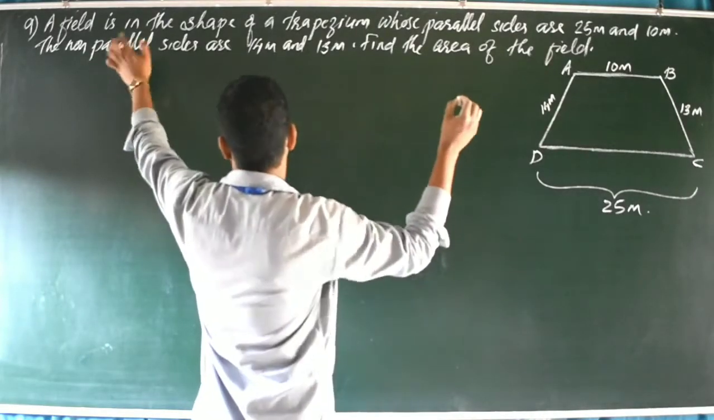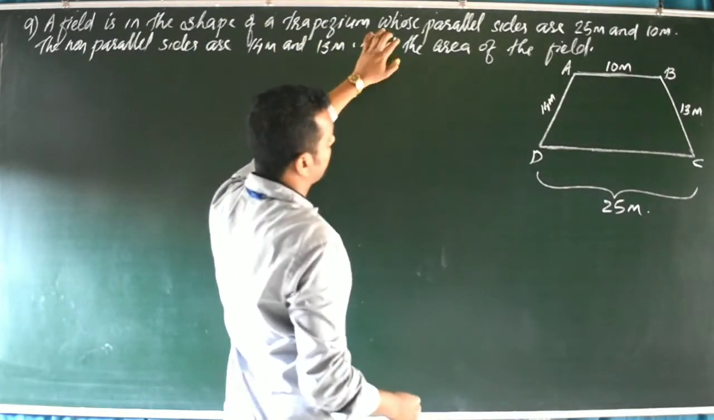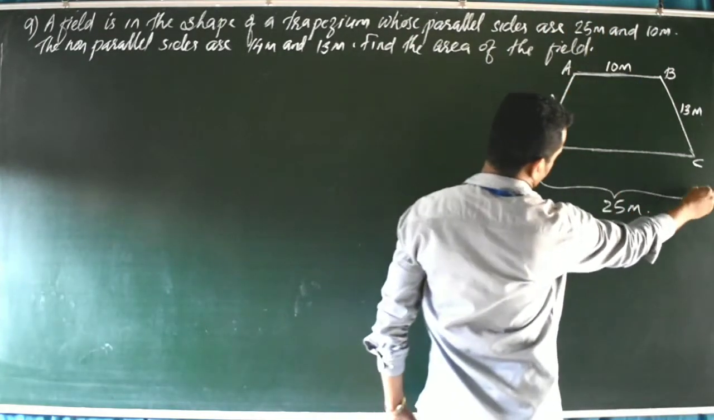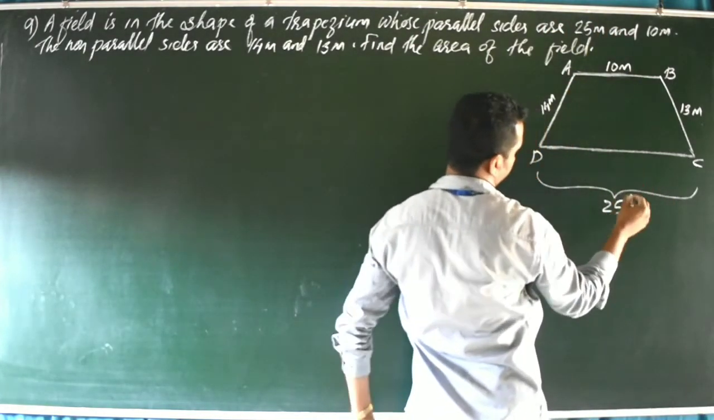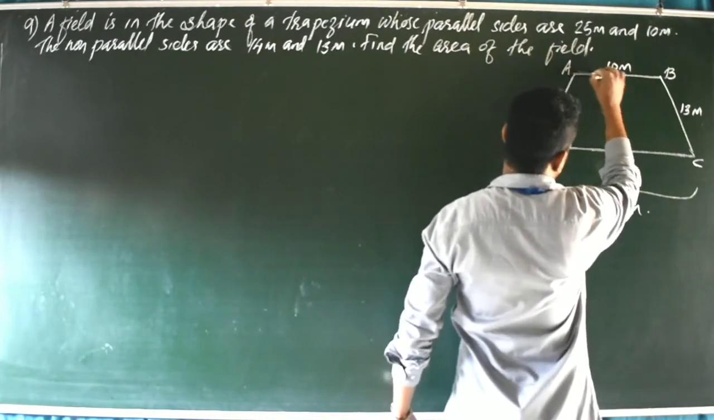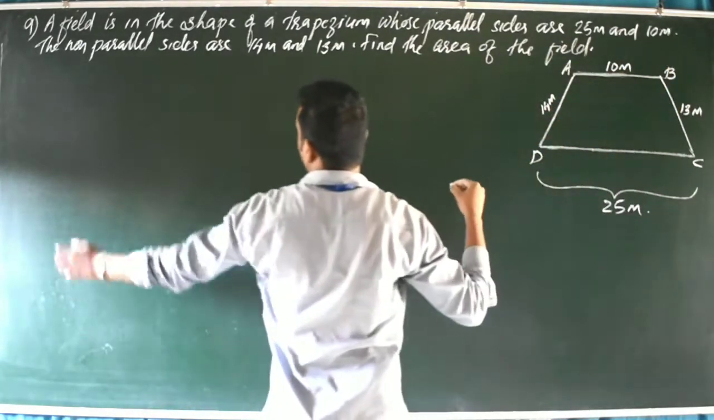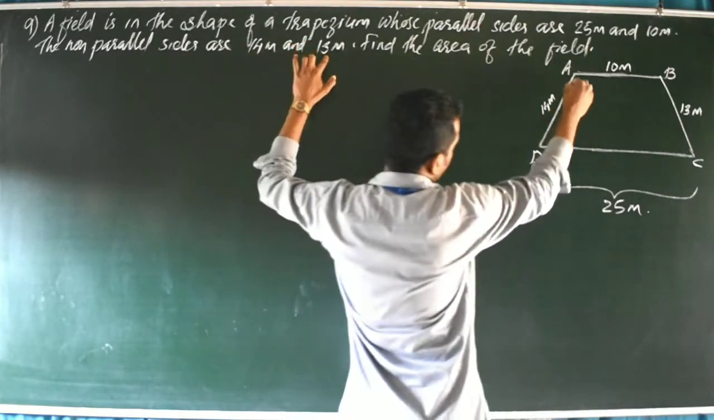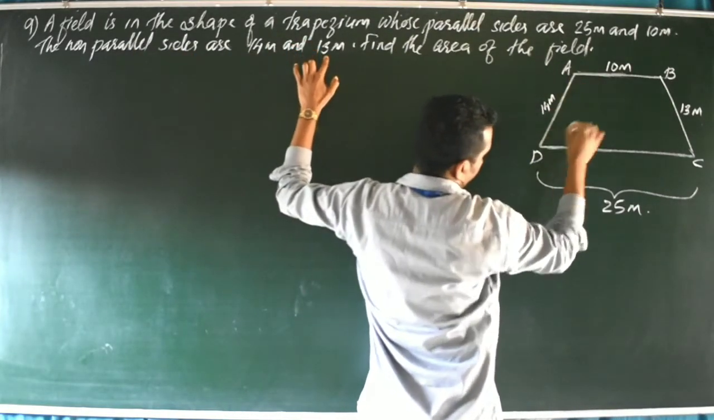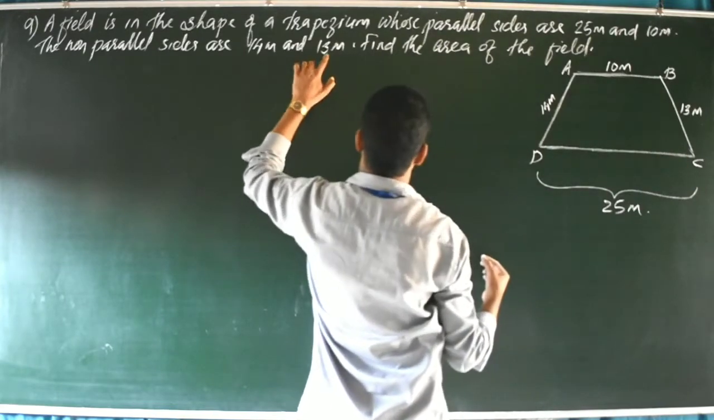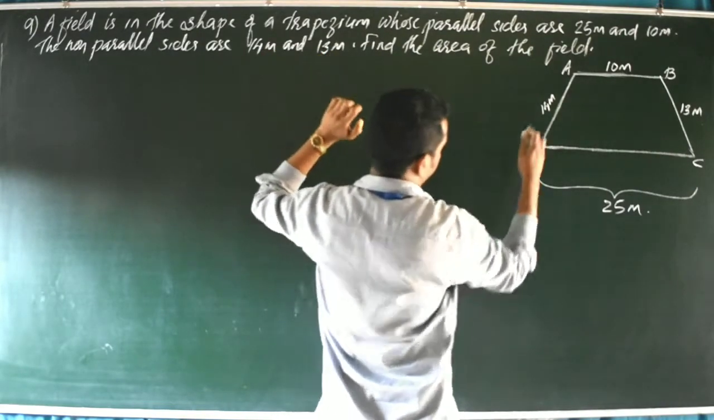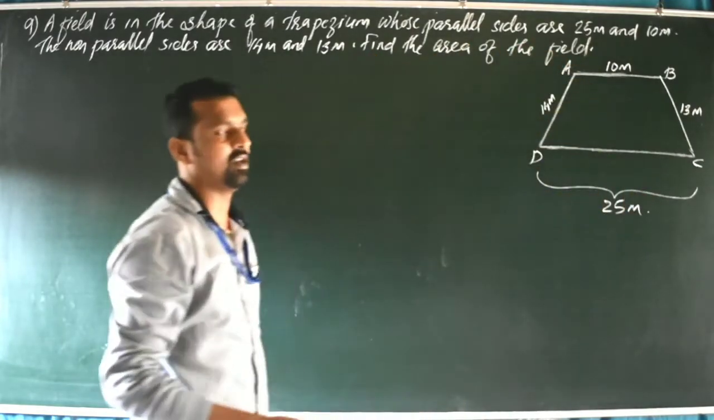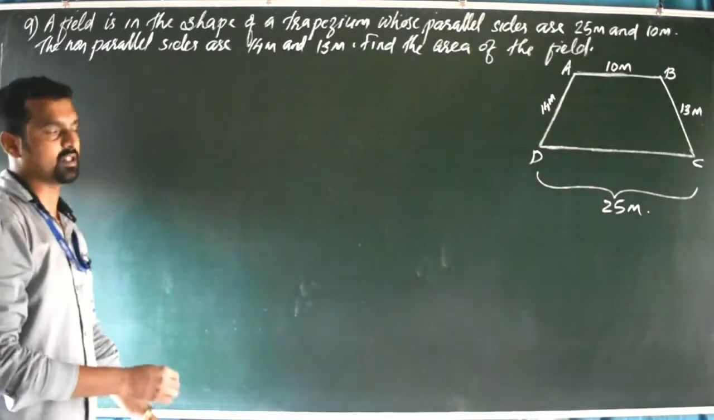And here this field is in the shape of a trapezium whose parallel sides are 25 meter and 10 meter. The longer parallel side is 25 meter, and AB is 10 meter. And the non-parallel sides are 14 meter and 13 meter. AD and BC are the non-parallel sides. Then what is the question? Find the area of the field. We have to find out the area of that field.